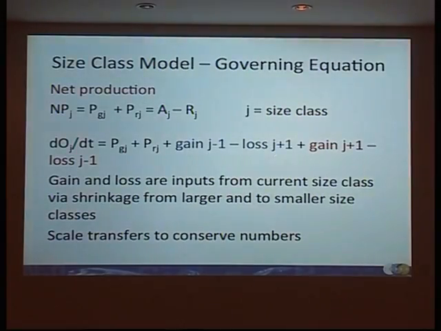And then you add additional terms to the equations here, where now if you can shrink, then the big guys come back, and the little guys gain from that. So you're now moving animals up and down in this size class gradient that we were talking about here.